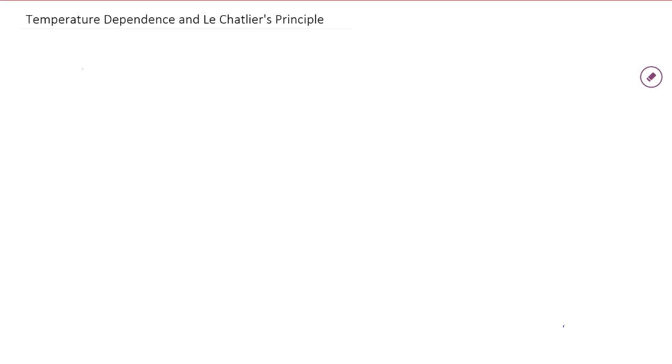Hi Chem students, let's talk about Le Chatelier's principle, and this time focus on what happens when the temperature changes. So just to remind you, Le Chatelier's principle is all about how a chemical reaction responds to something happening when it's already at equilibrium. So we're going to start with something at equilibrium and do something to it.